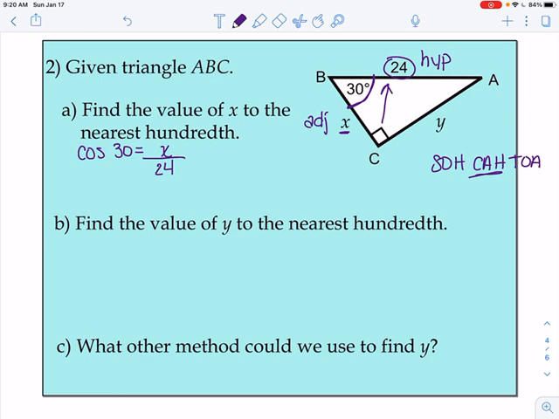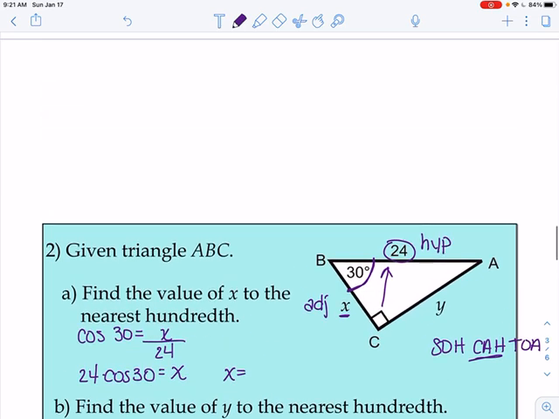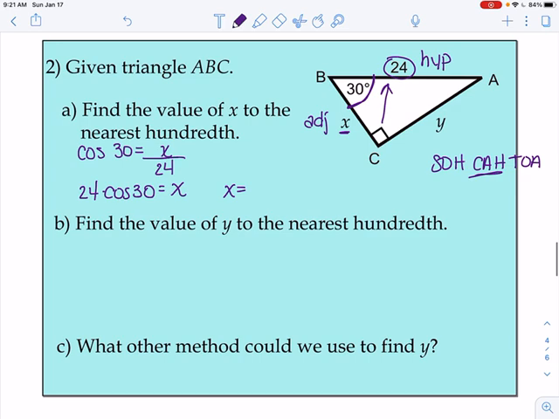And again, when I cross multiply, I'm going to have 24 times the cosine of 30 equals x. Okay, so again, x is by itself. So literally all I'm doing is going into the calculator and doing 24 times the cosine of 30. And when you hit enter, and again, round to the nearest hundredth, 2 spots after the decimal, you should get an answer of 20.78.